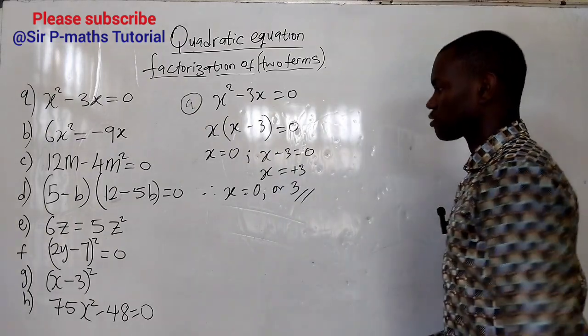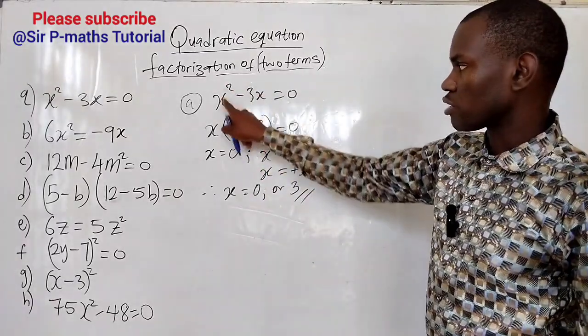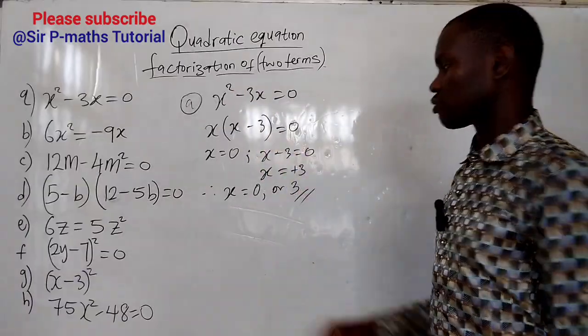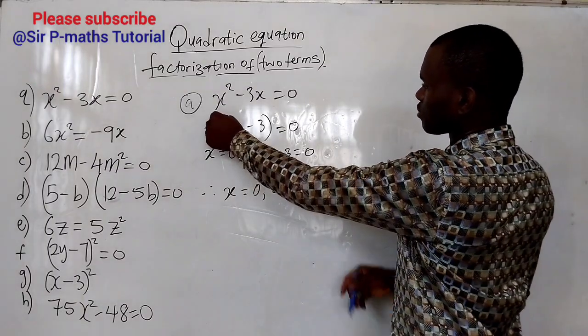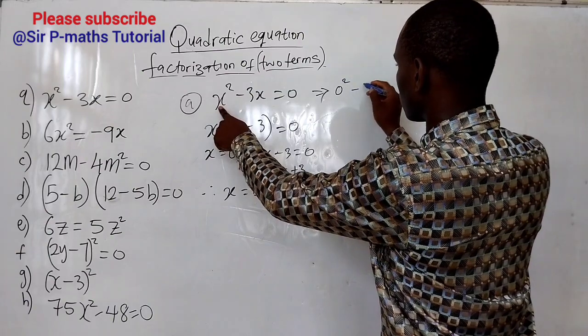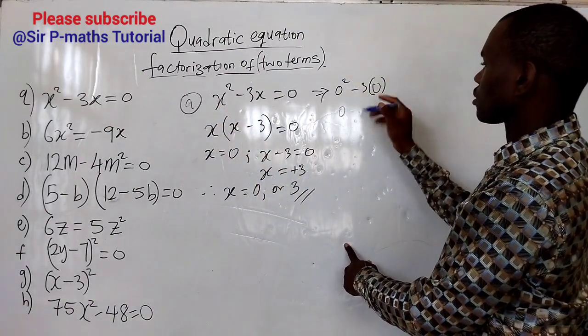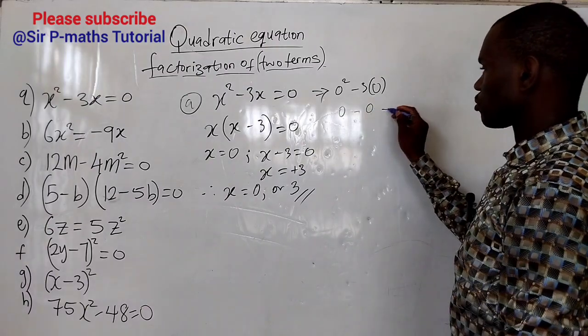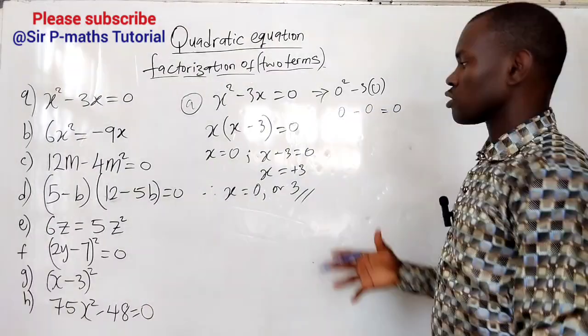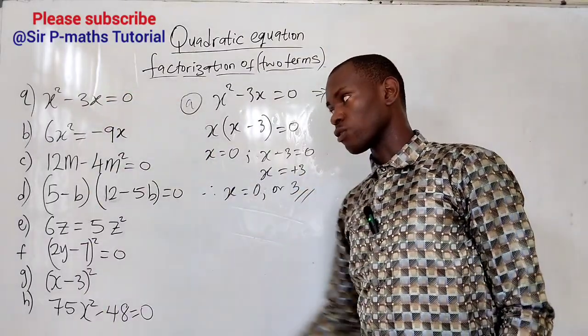This becomes the answer. These are two values that will make this function on the left hand side equal to 0. You can substitute 0 and see. If I put 0 here, I'll have 0 raised to power 2 minus 3 into 0. 0 squared is 0. 3 times 0 is 0. 0 minus 0 equals 0. Alright? So this is how you will be confirming our answers as we solve all of them.